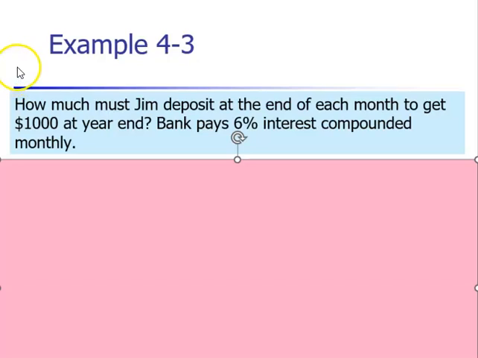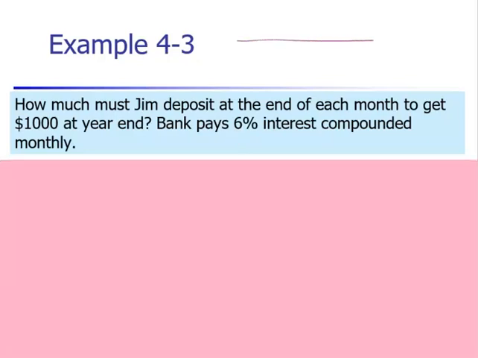Example 4.3. How much must Jim deposit at the end of each month to get $1,000 at year end? The bank pays 6% interest, compounded monthly. So I suggest when you want to do this type of problem, draw the cash flow diagram. It always helps.